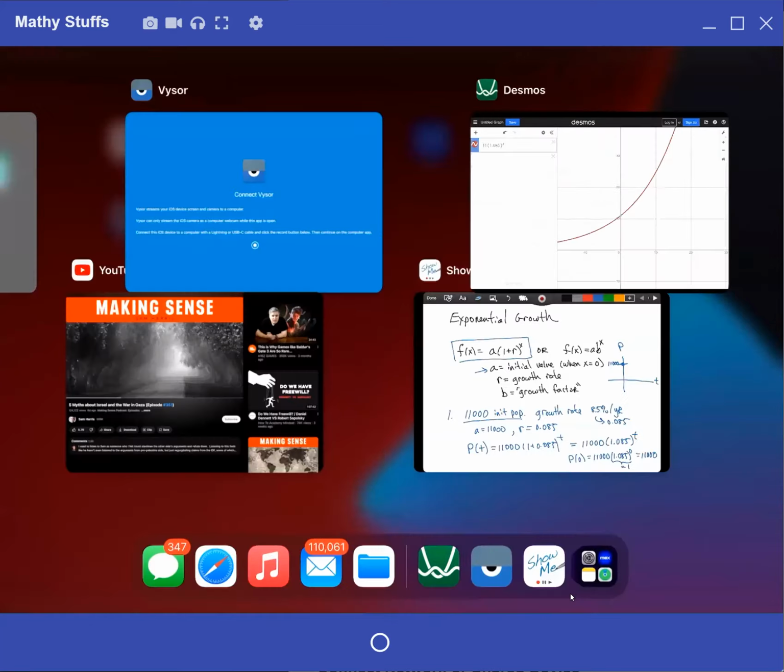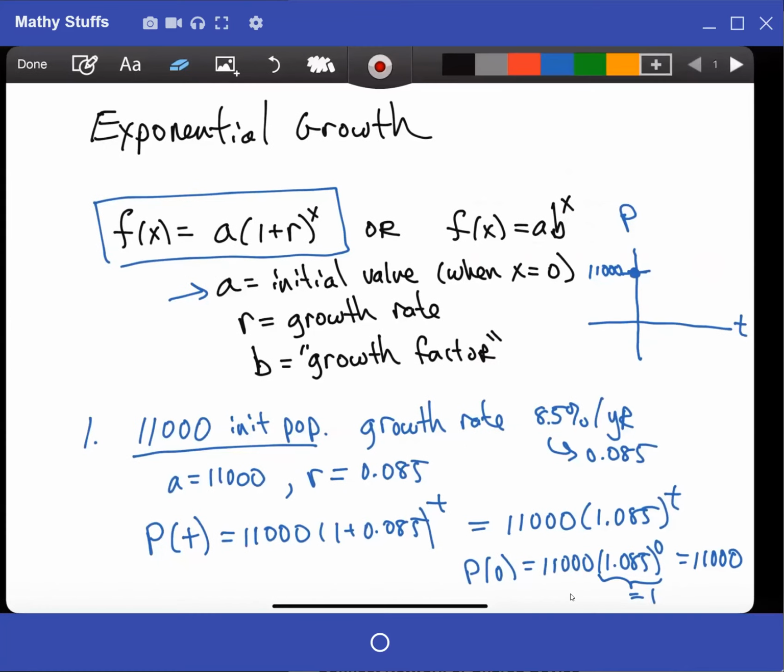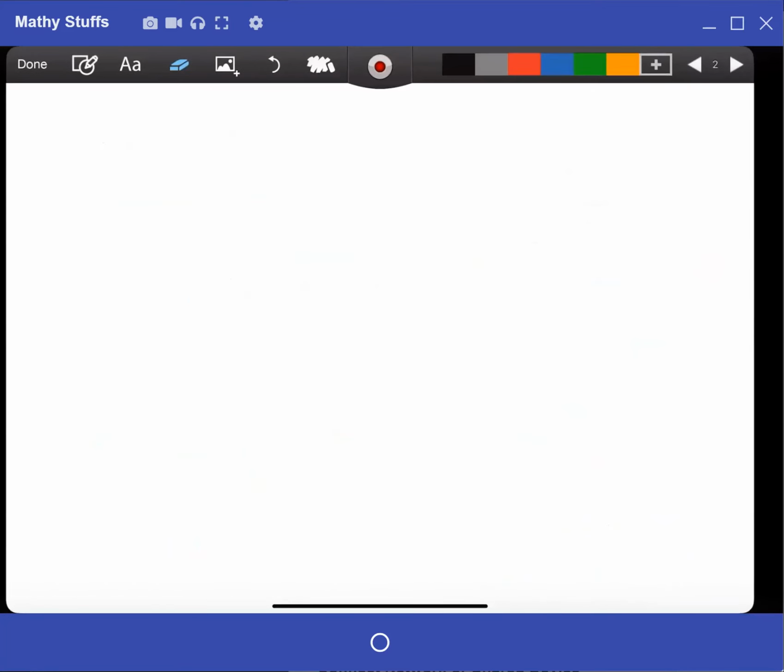So let's come back to our page, and that's the simplest thing we're gonna do. Let's take a look at an investment problem. So I'm looking here now at number 5 in section 1.7. So I've got $4,000 invested at an interest rate of 7% per year.